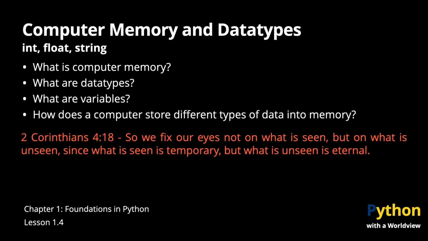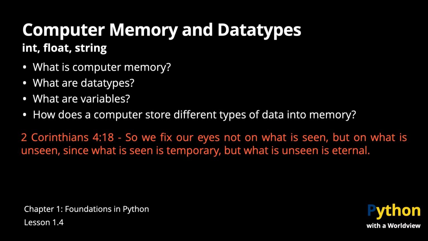Today we're going to focus on computer memory and data types. Specifically, we're going to look at three foundational data types in Python: int, float, and string. We're going to ask four questions. What is computer memory? What are data types? What are variables? And how does a computer store different types of data into memory?